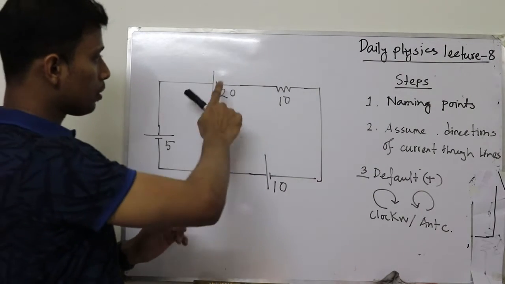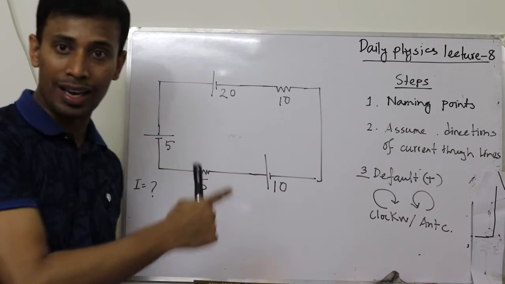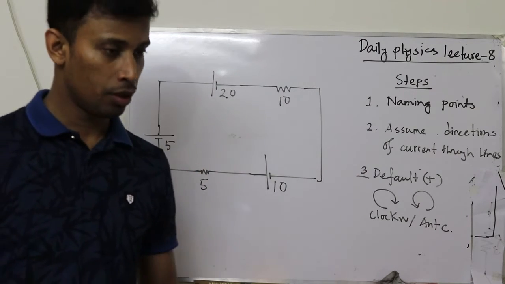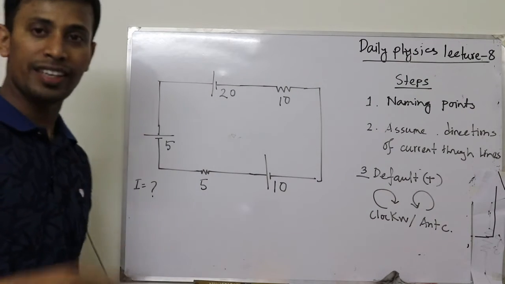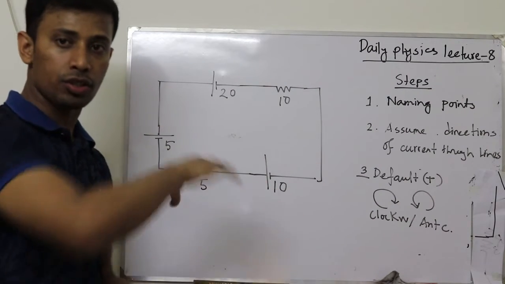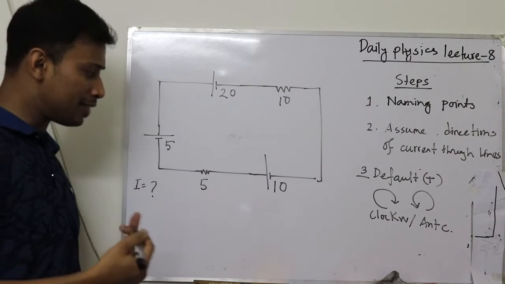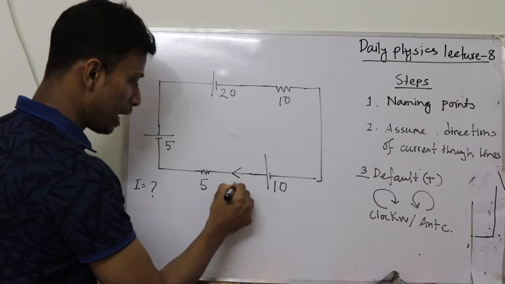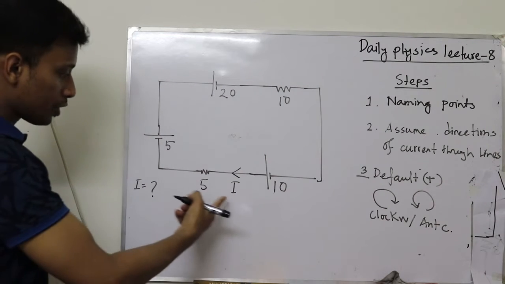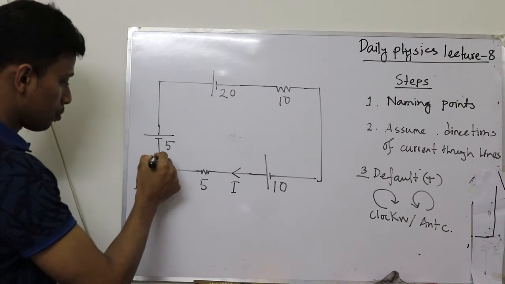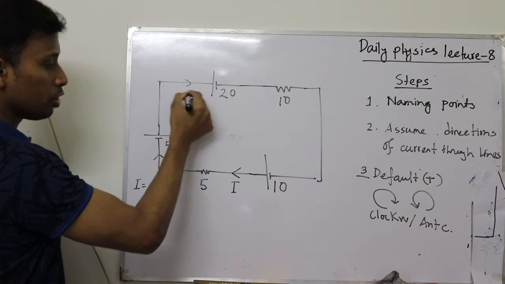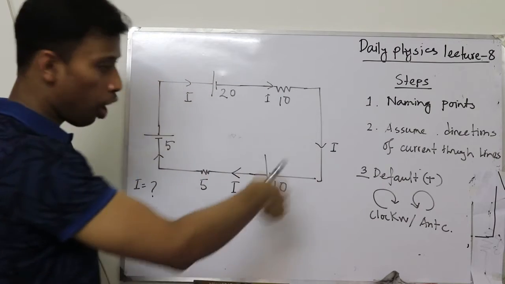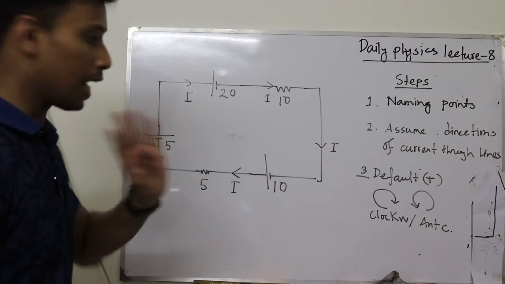It can be this direction, it can be this direction, but as it's one line, only one current flows. We can have 1,000 cells, but the current will be 1. So let's assume a name. Let's assume there are 2 directions, clockwise or anti-clockwise. I assume the direction of current as clockwise and name it I. As it is one line, all are clockwise, all are I.